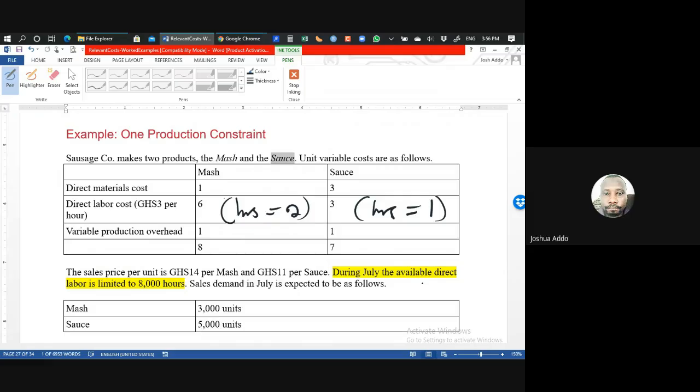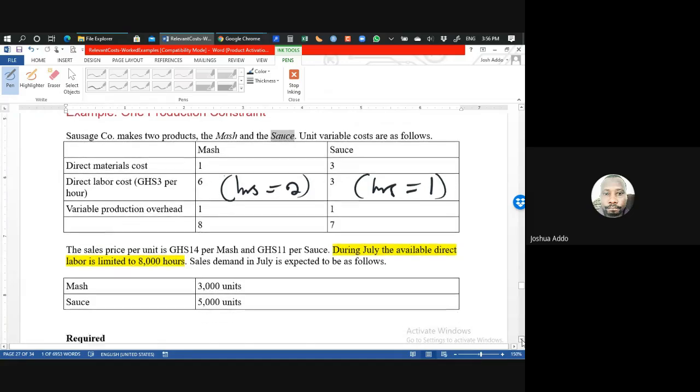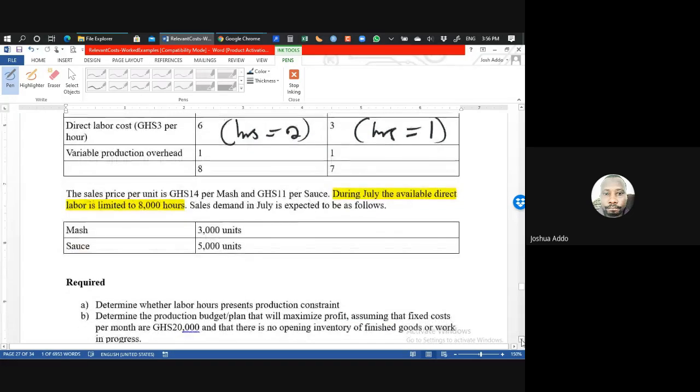And we have to compute what the demand for the period requires in terms of labor hours. We put it there, compare it to the labor hours actually there, then that will make us understand whether we have a limitation in labor hours and therefore there is a limiting factor, or we don't have that. Okay, so that's just by the way. Sales demand in July is expected to be as follows. Okay, so this is how much they demand. 3,000 units of mash, 5,000 units of sauce.